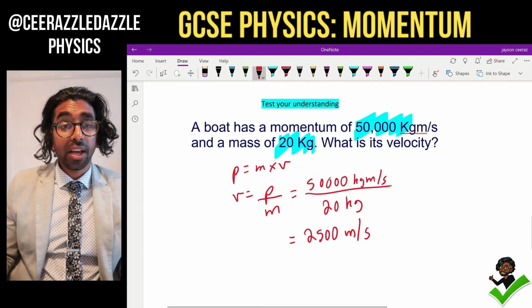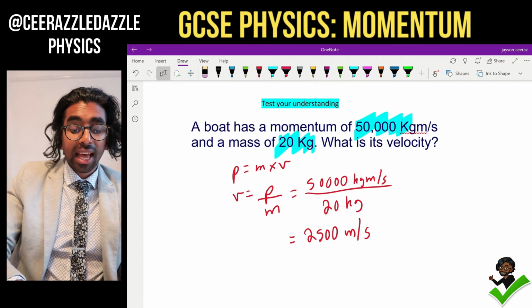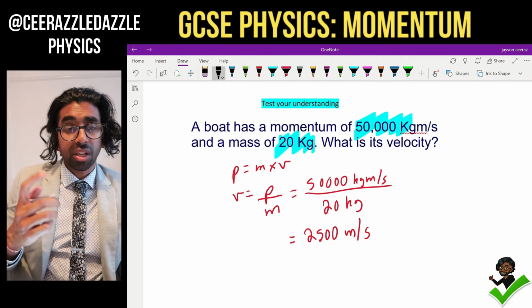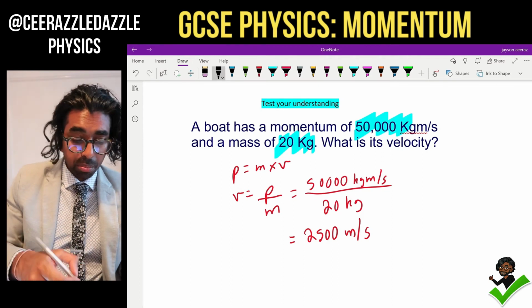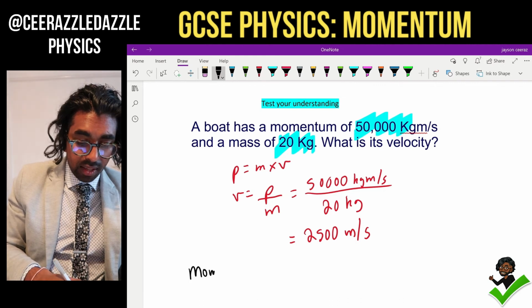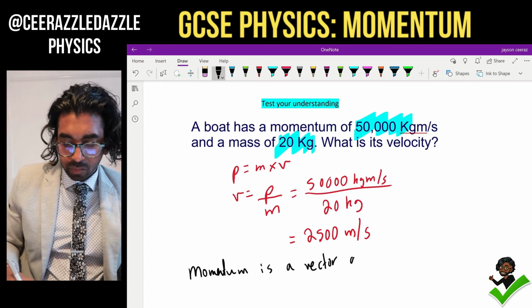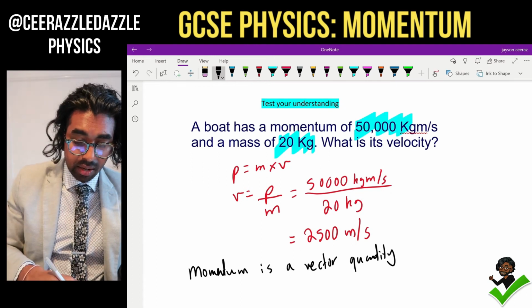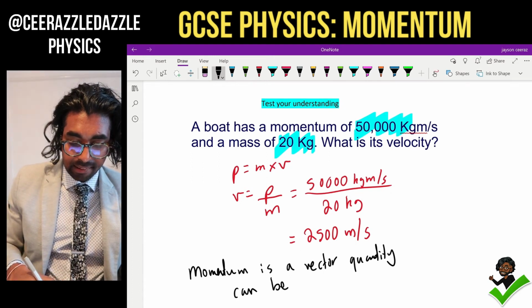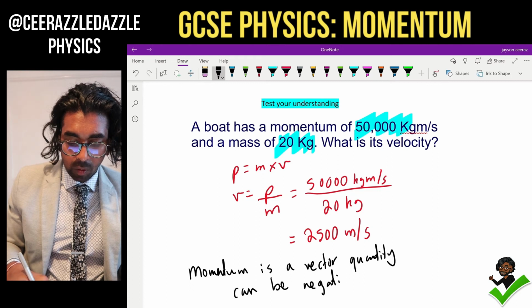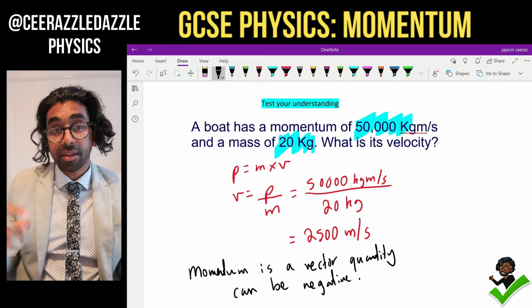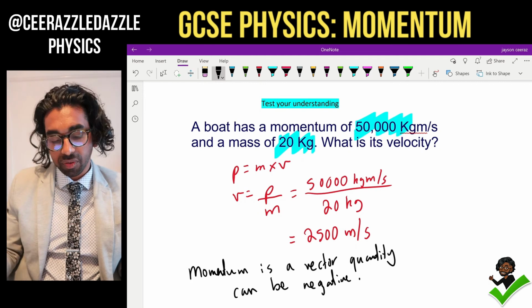Oh, one other thing. So momentum is a vector quantity. So momentum can be negative. Why? Because the velocity can be negative. So momentum is a vector quantity, so it can be negative. Yeah, so it can obviously tell you the direction it's moving in.